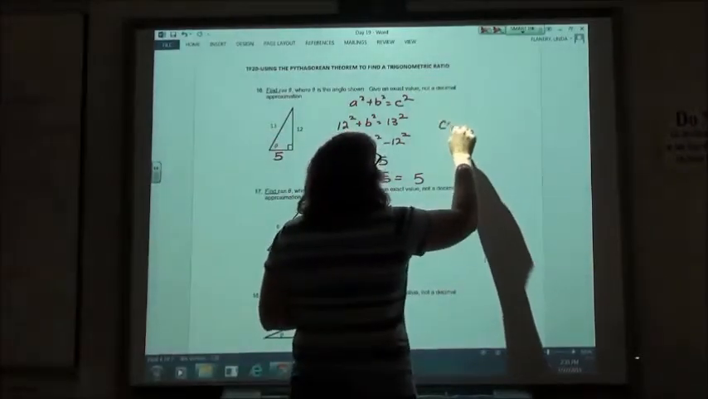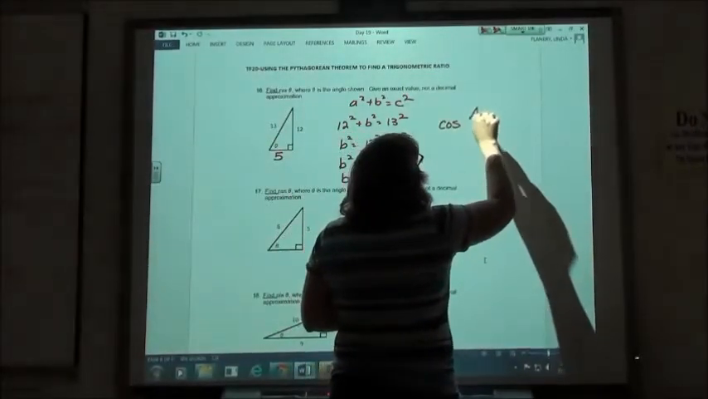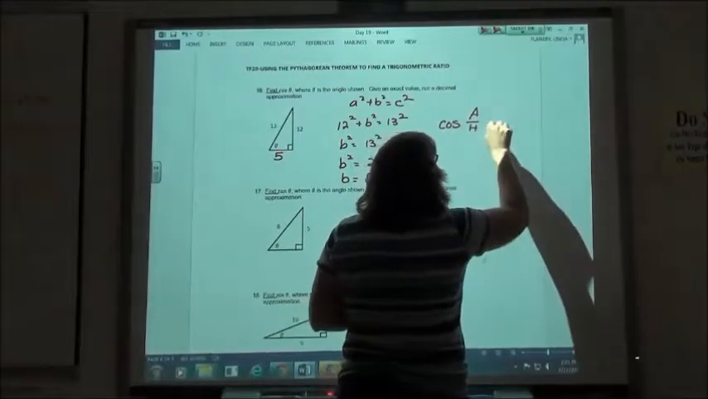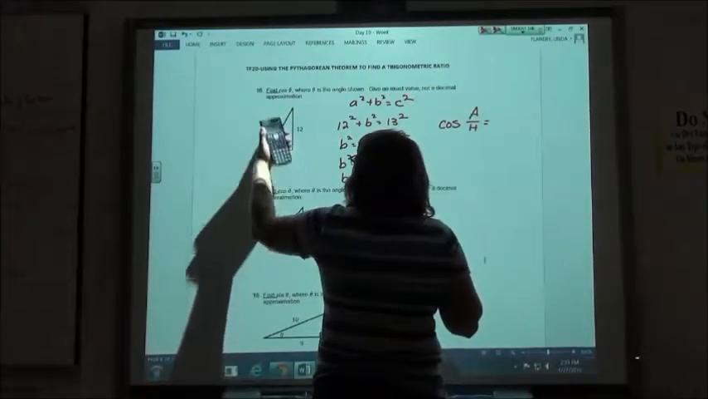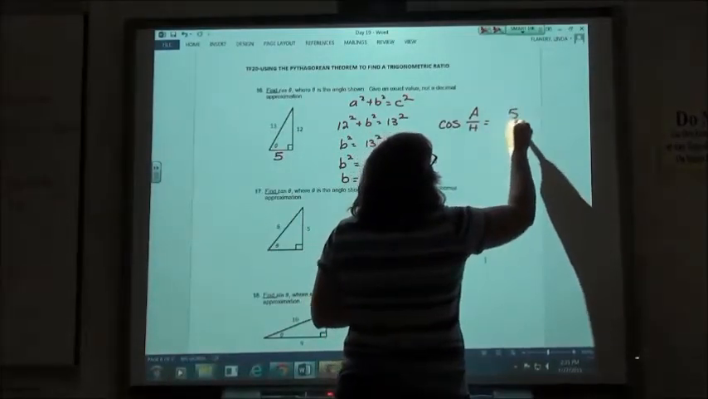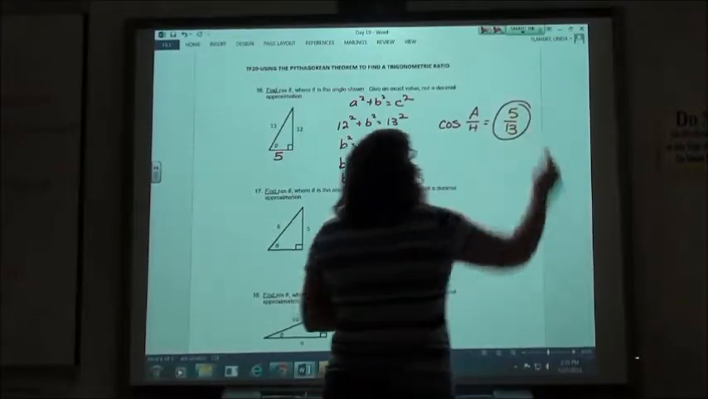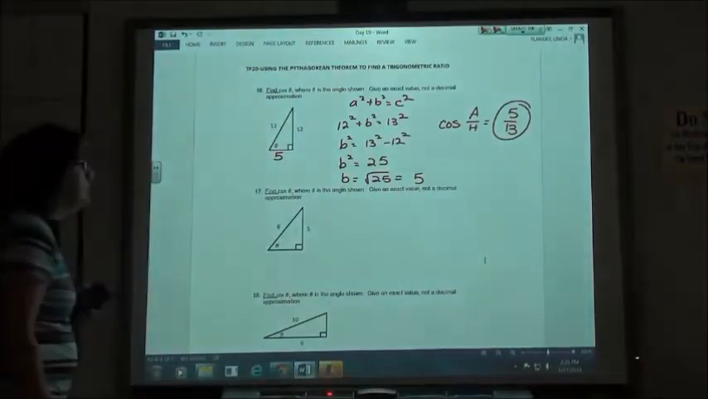We want to do the cosine. The cosine is the adjacent over the hypotenuse. The adjacent is 5, the hypotenuse is 13, so 5/13 is going to be my cosine.